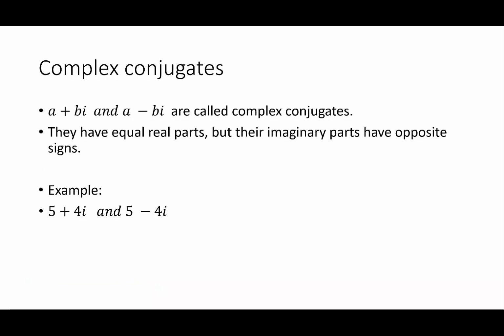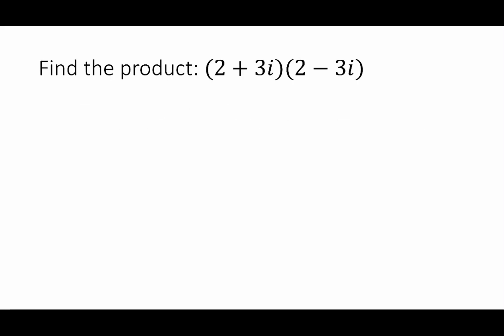A special type of complex number is called a complex conjugate. It starts with the number a plus bi and coming up with the second number a minus bi. Notice they have equal real parts, a and a, but their imaginary parts have opposite signs, b and -b. For example, 5 plus 4i and 5 minus 4i are complex conjugates. Let's try finding the product of complex conjugates 2 plus 3i and 2 minus 3i.